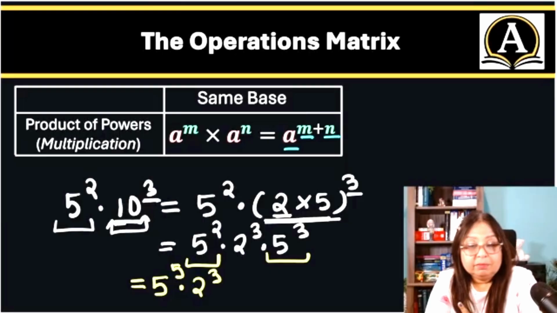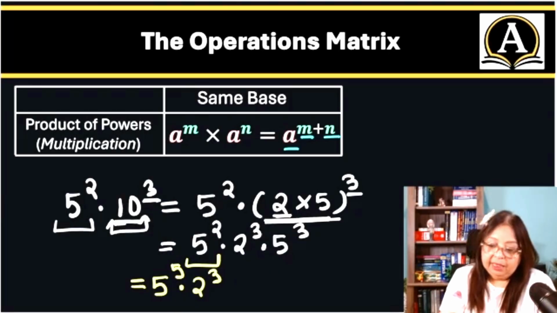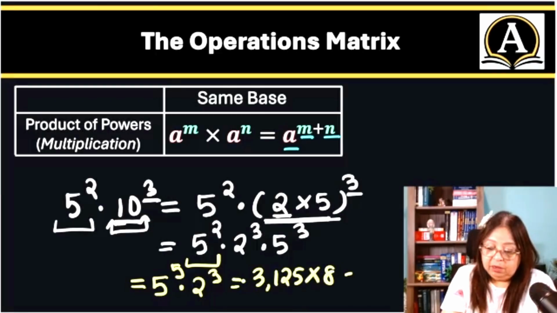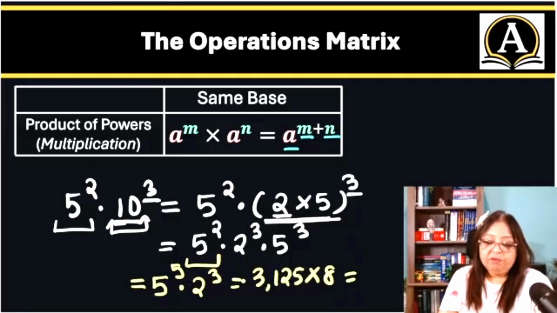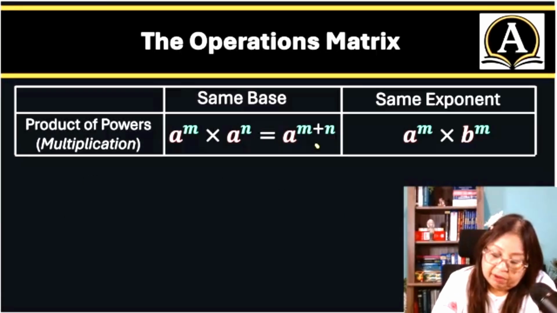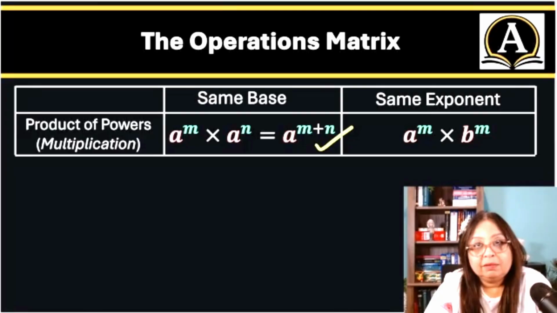Is this correct? 5 to the power 5 gives us 3,125, times 2 cubed, which is 8. Multiply them out and you get 25,000, just like we got it before. So alright, we have taken care of the same base.